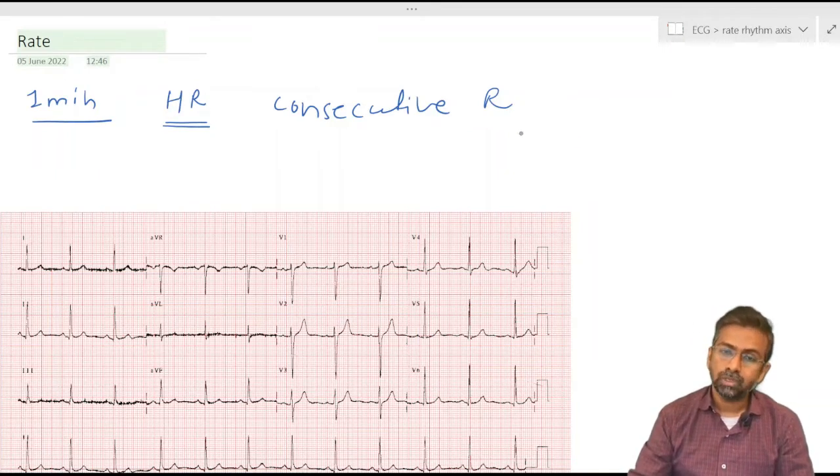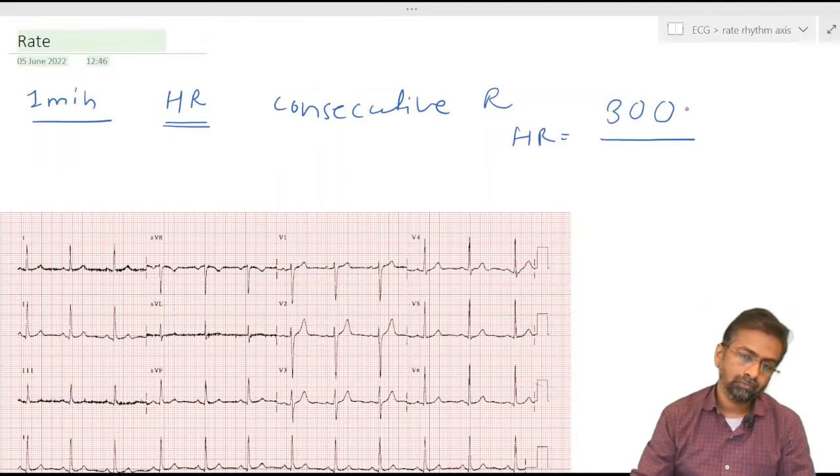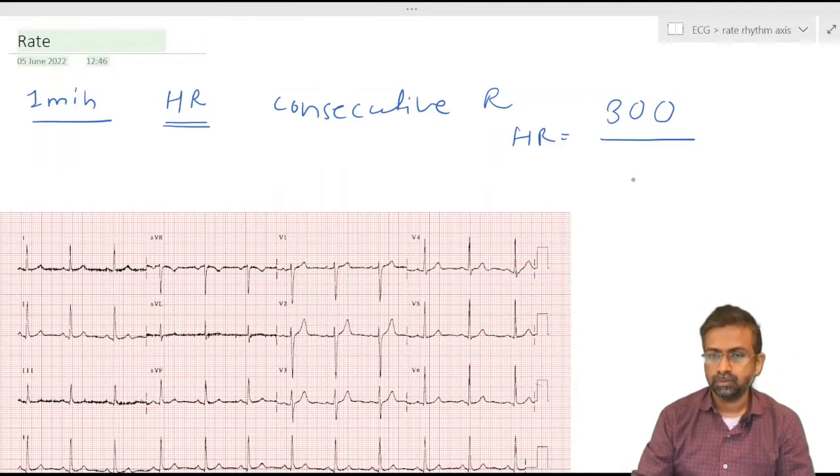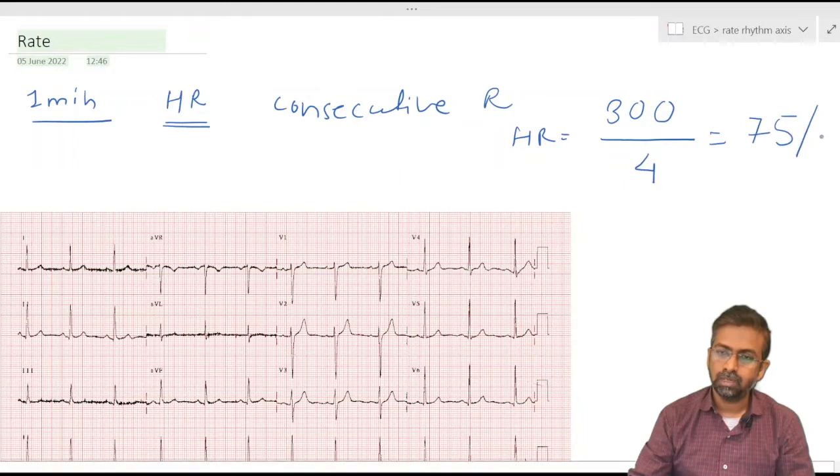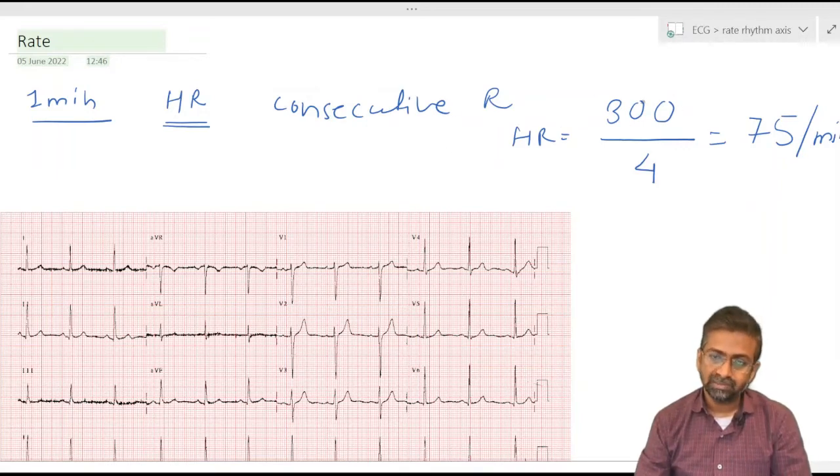So the formula: heart rate will be equal to 300 divided by the number of large squares between two R waves. So 300 divided by 4 will be equal to 75. That will be the heart rate per minute. It's a very easy formula. You divide 300 by the number of large squares between two consecutive R waves.